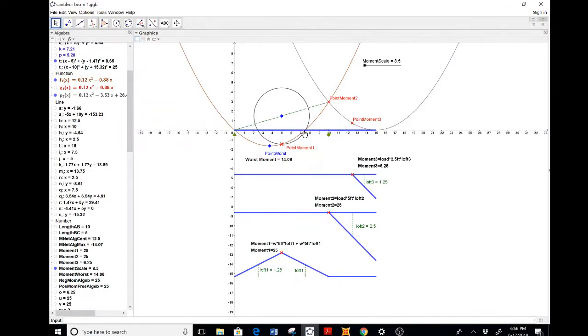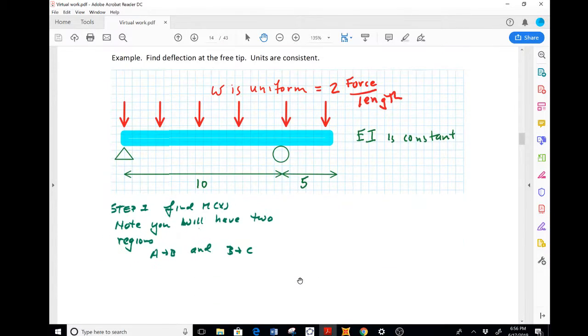So here's the beam recreated. There's the 10, let's call it feet, 10-foot span, and then the 5-foot overhang. What we need to do is establish the moment at a few points, really 3 points. And we know that the moment is 0 at the free end here, so that one is given. So I'm going to establish some moment here and some moment here.